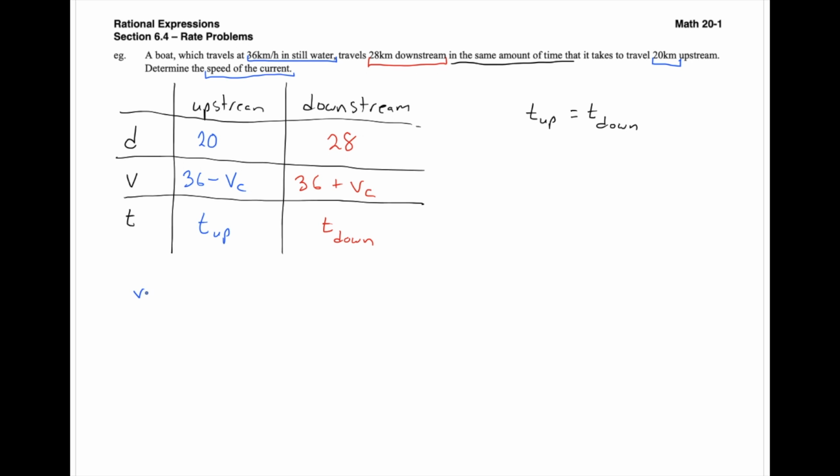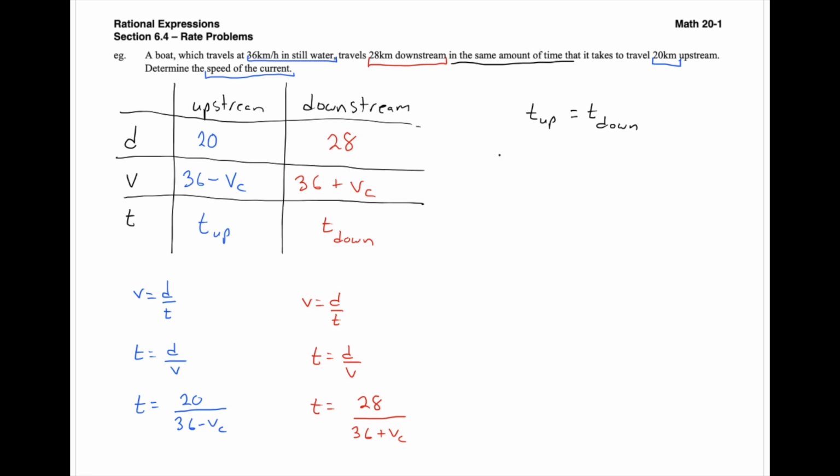And so for this one, if I'm looking for the time to go upstream, I'm going back to the rate, which is my velocity, and that is just distance over time. And so my time is going to be distance over the velocity, or distance over rate. So in this case, I have a distance of 20, and my velocity is going to be that 36 minus the velocity of the current. Now I can do the same thing for my downstream. The time is again distance over velocity. And so my time here will be that 28, which is the distance going downstream, over the 36 plus the velocity of the current.